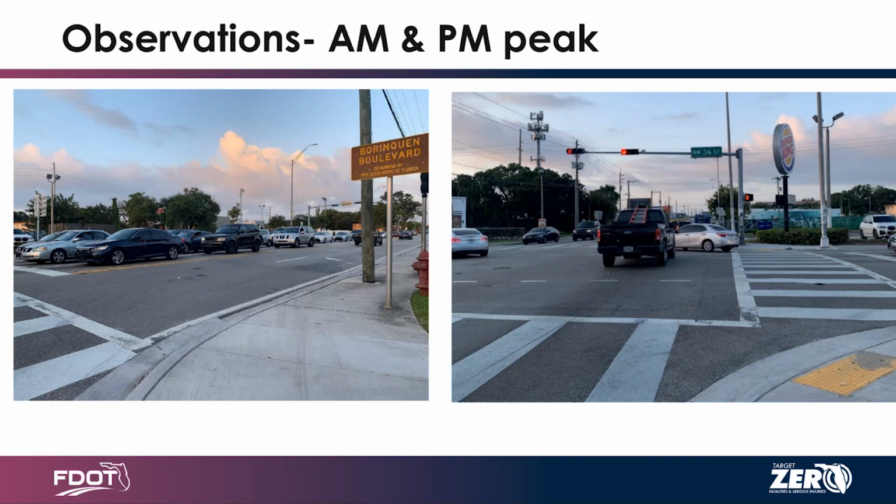So here's some images taken. You can see the image on the left was just showing the queuing from the eastbound direction. And then the image on the right is showing the spillback into the intersection caused by that transit stop that's located just in front of that Burger King sign. You can see people in the intersection when it's red, not supposed to be. So that can cause potential issues.